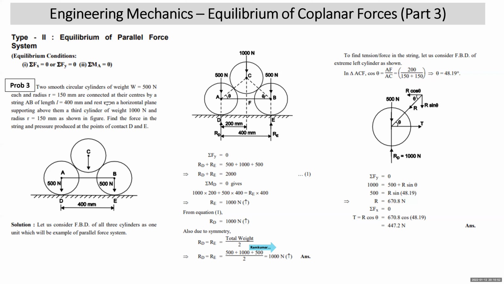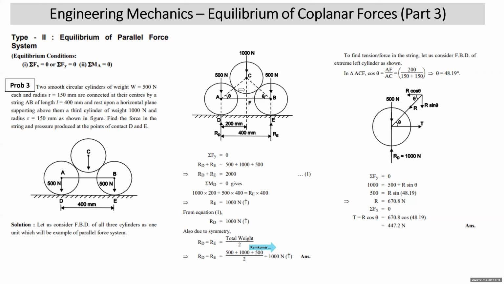Now, if you want to find the tension in the string, as it is one of the unknowns, you have to split cylinder A from the system, or you have to split cylinder B from the system. If you split it, then tension in the string will come because that means you have cut the string, and the common reaction between A and C. So we are deciding to consider FBD of cylinder A.